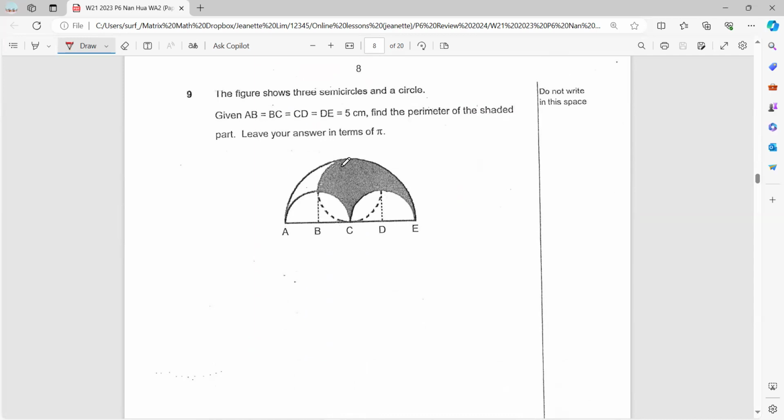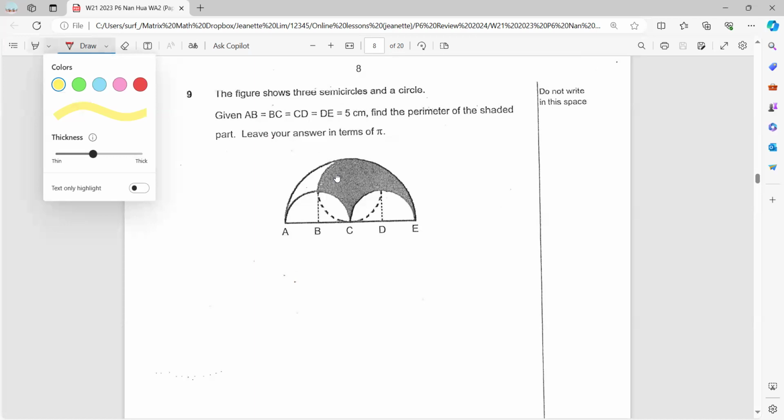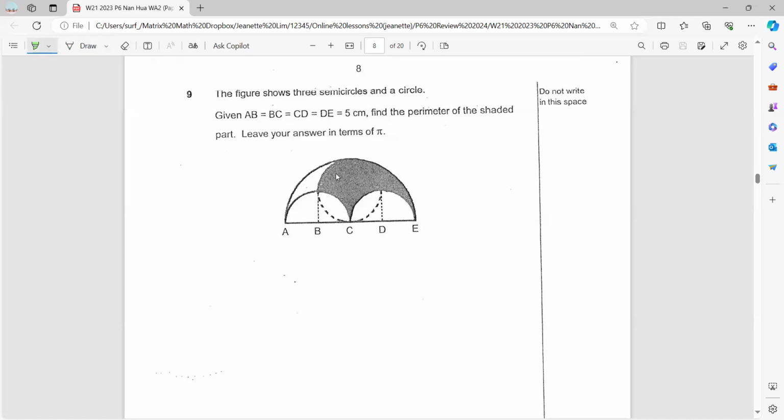The perimeter of the shaded part. Okay, so what makes up the perimeter of the shaded part? Now, when it comes to perimeter, a common error is that students will find the perimeter of something, and then minus off the perimeter of something else. But no, perimeter means you are supposed to add up all the sides. Okay, so let's see what are the sides we need to add up.